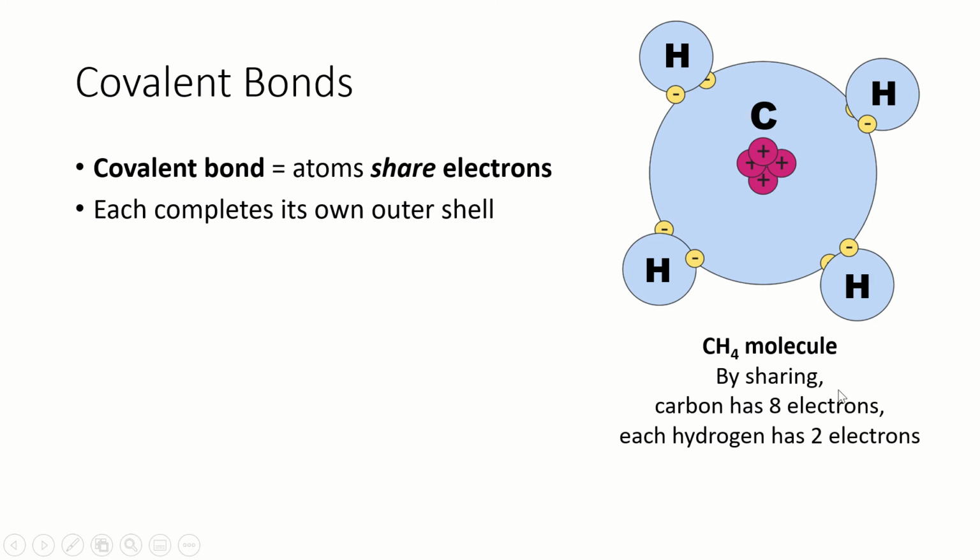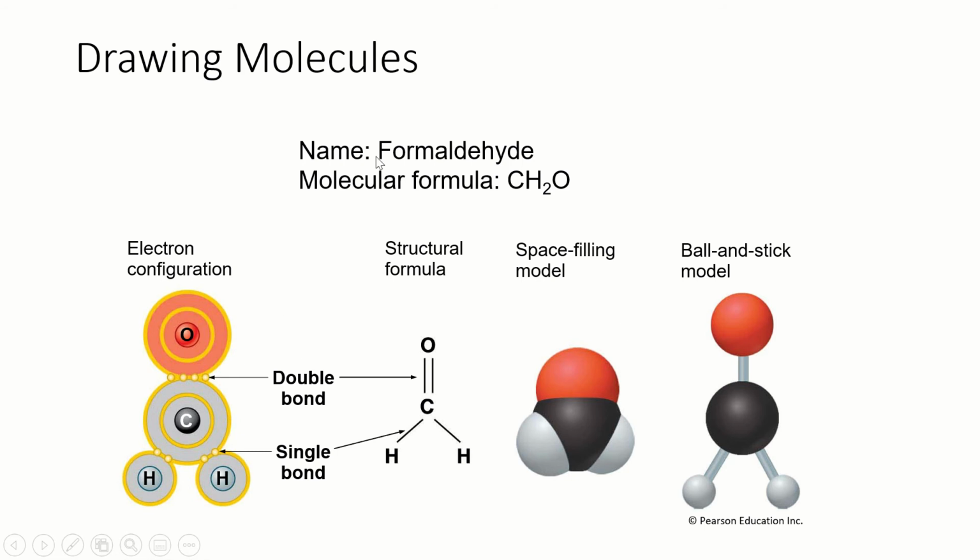This is natural gas. Now, when we draw molecules, we can give them their name using the symbols. We can give them a chemical name, such as methane or formaldehyde, which is this one, CH2O. Or we can draw the atoms and their bonds.